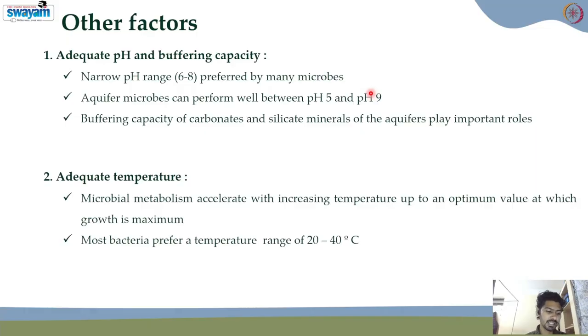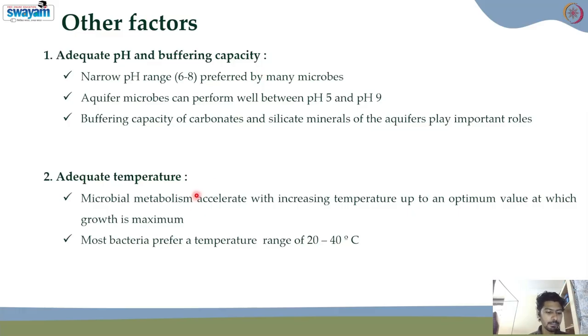And the other environmental factors, as we already discussed, are the pH and the buffering condition. A narrow pH range of 6 to 8 is mostly preferred by most microbes, and aquifer microbes can perform well between 5 and 9. The buffering capacity of carbonates and silicate minerals of the aquifers plays an important role. So an optimum pH is always required for carrying out the microbial process.